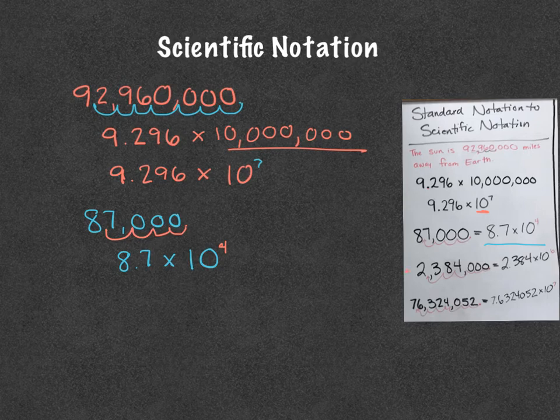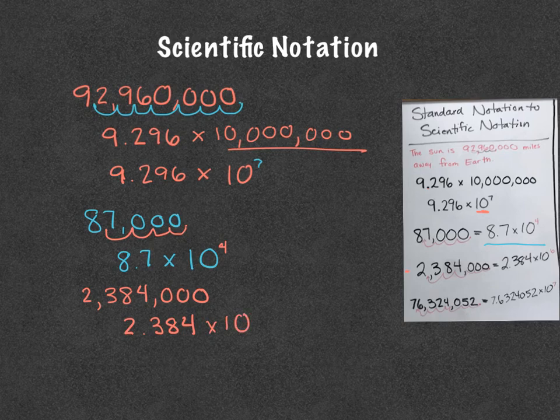Okay? All right, let's try this one. I'm going to walk you through this one right here. So we have 2,384,000. So our format, as always, is going to be the one number in front of the decimal, so 2 and 384 thousandths, times 10 to the something. We're not sure what the something is yet. So our decimal lives here. We're going to move it back to over here. So 1, 2, 3, 4, 5, 6, times 10 to the 6th power.